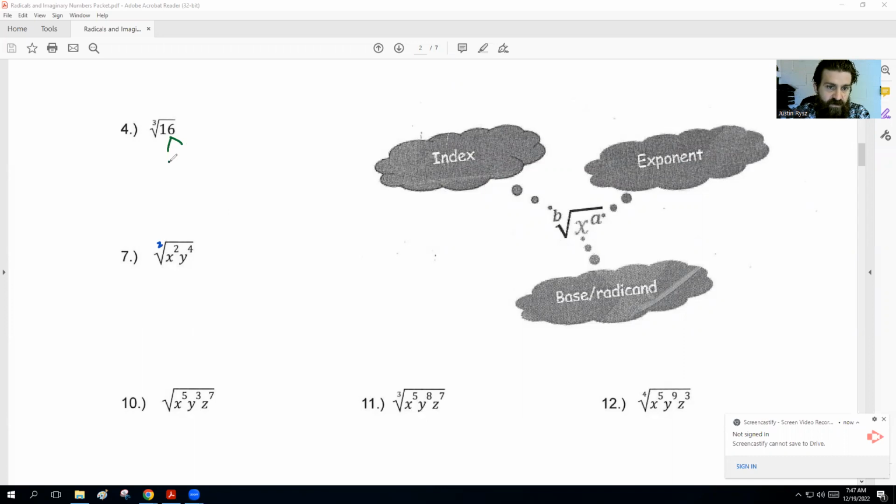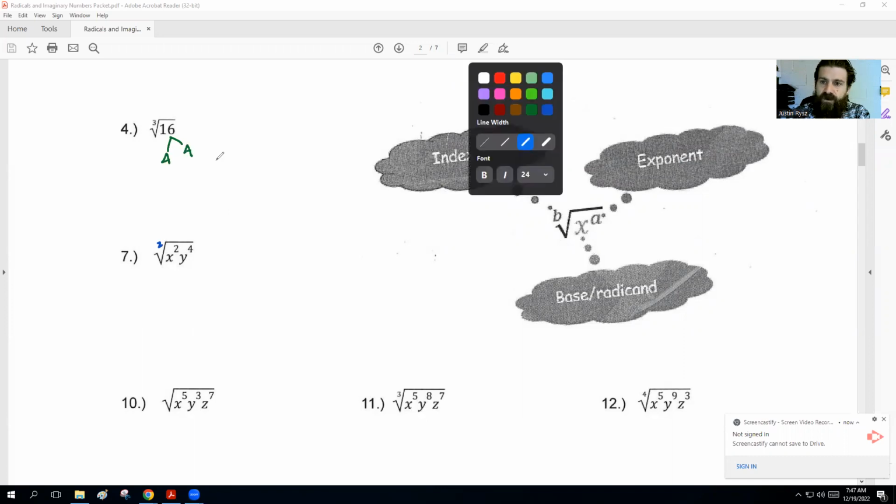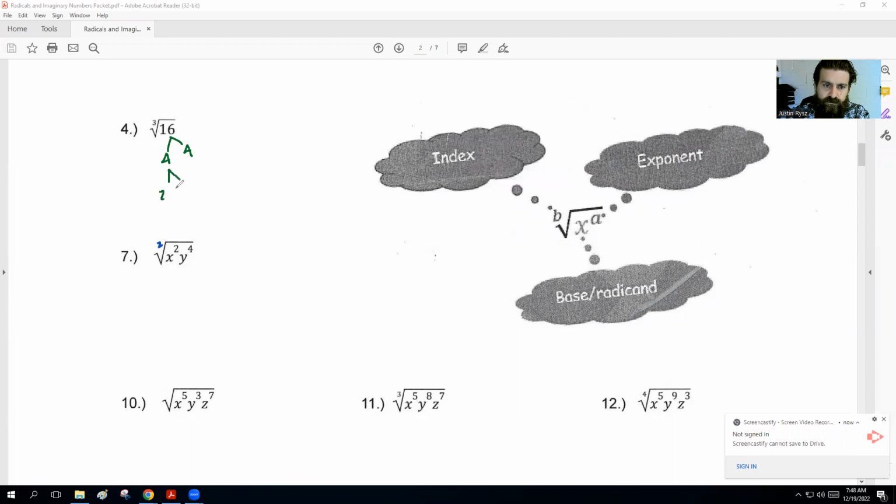So 16 is 4 times 4, and then 4 is 2 times 2. And that 4 is also 2 times 2. But in order to break out of a cube root, think of it as like a tougher jail that you have to break out of. What you need is you need to have 3 of them for one of them to get out.